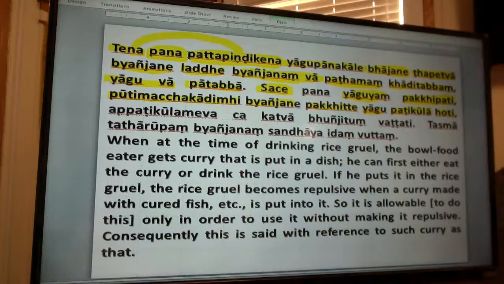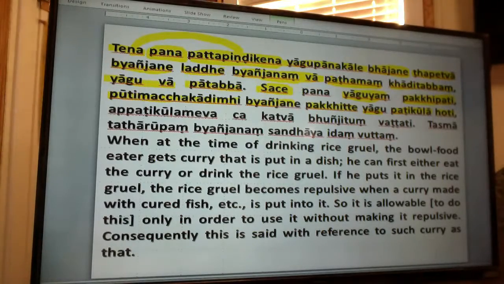So if you put rice gruel and a kind of fish into the same bowl, the same container, then that's not good. Patikula is repulsive. Patikula is a kind of repulsive.